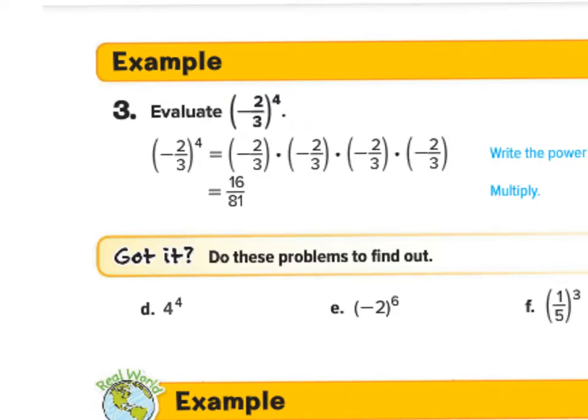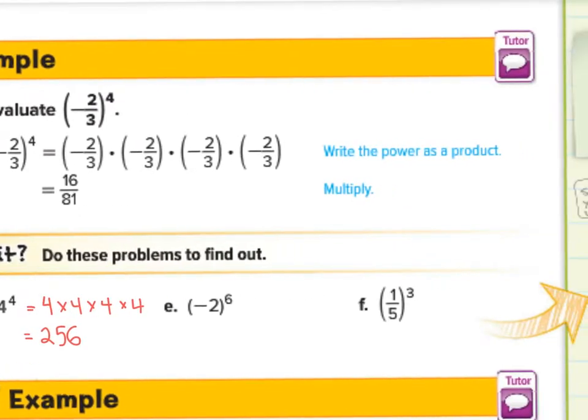Okay, D, what do we have? Well, for D we have 4 times 4 times 4 times 4, right? 4 to the power of 4, which would be 256. Let's try E.